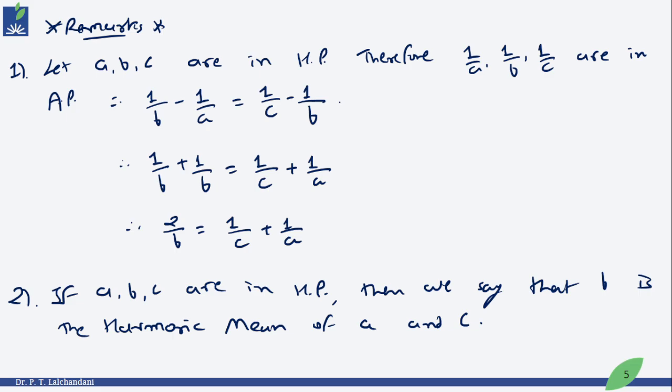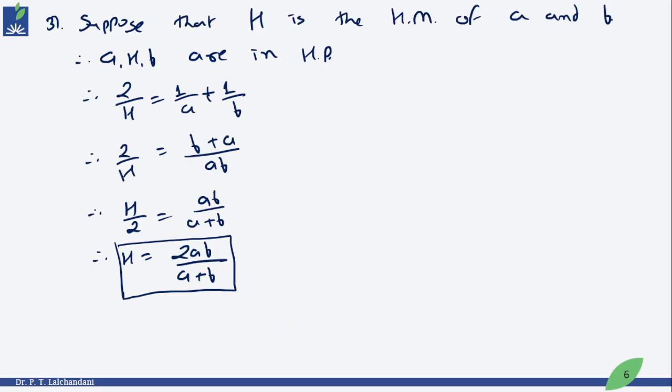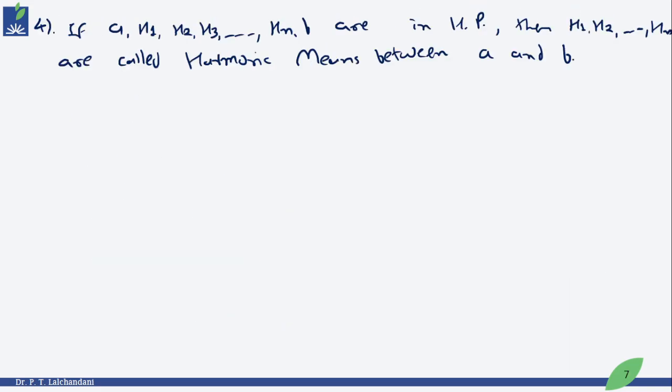We are considering only three numbers A, B, and C, and we are saying that B is the harmonic mean of A and C if A, B, C are in harmonic progression. Now, instead, here we are considering n harmonic means between A and B. So these are total n plus 2 terms: A, H1, H2, H3 up to Hn and B. Suppose these are in harmonic progression, then we will say that H1, H2, H3 up to Hn are harmonic means between A and B. Okay.